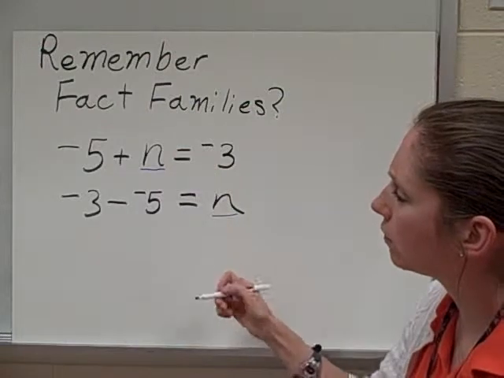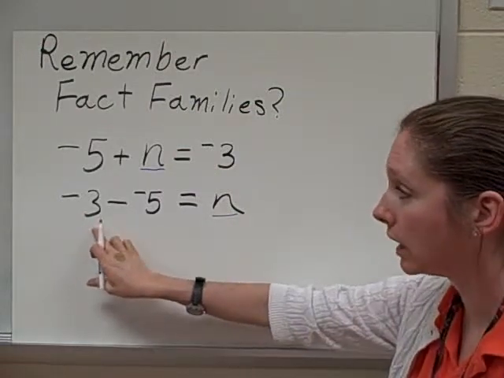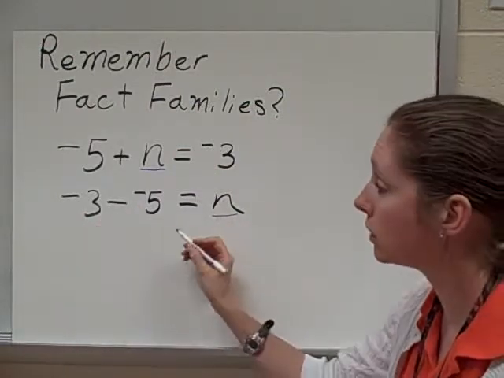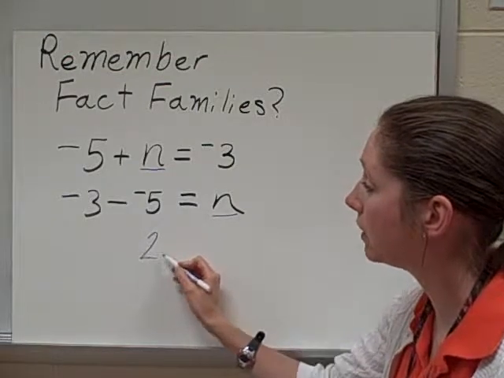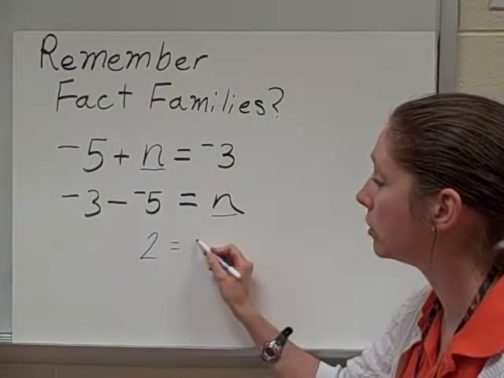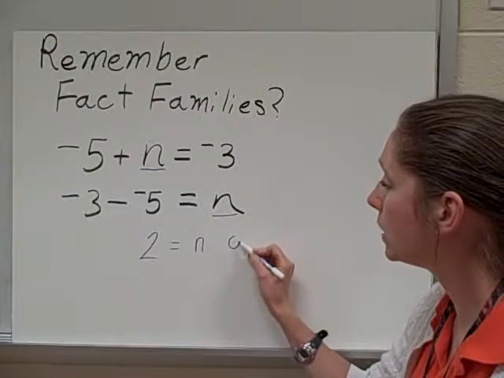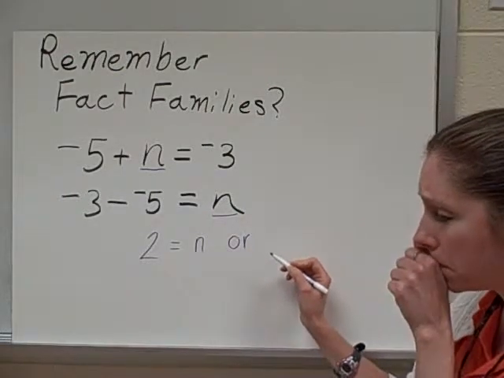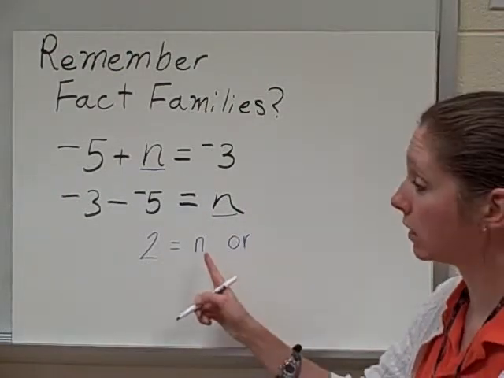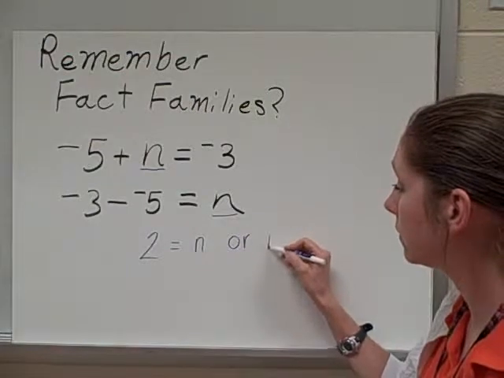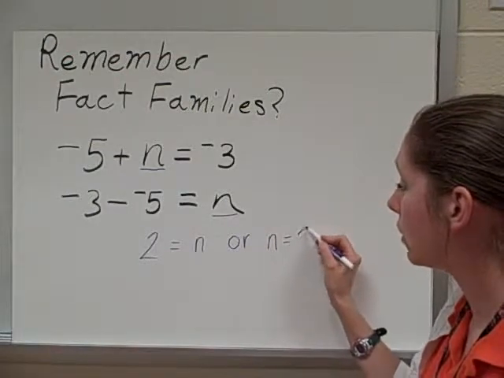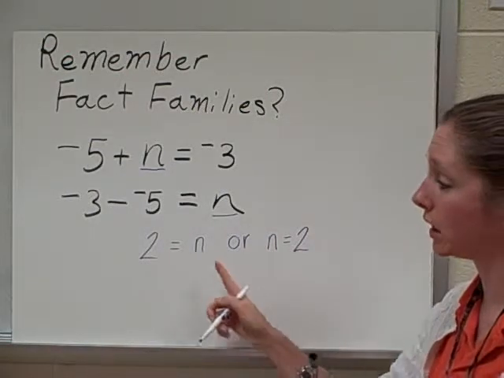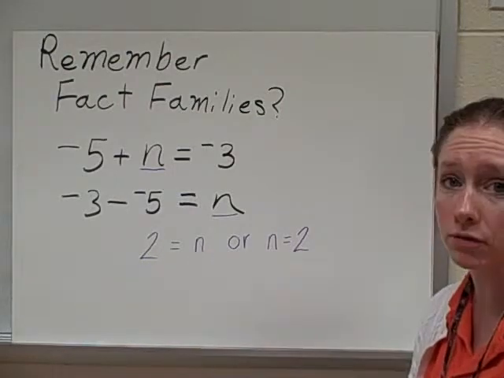Because of what we see here, we know that negative 3 minus a negative 5 is equal to 2. So n is equal to 2, or 2 is equal to n. And we're going to see it both ways. Doesn't matter if n is on the left side or the right side. The goal of solving equations is to get one n all by itself.